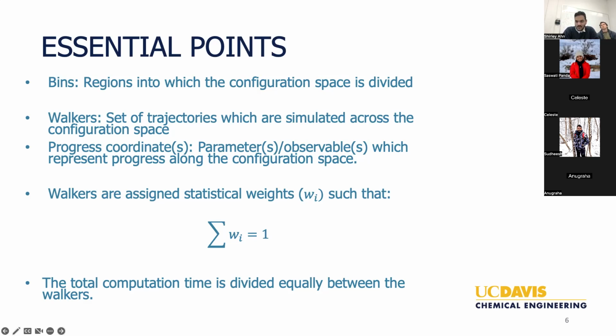And progress coordinates or collective variables are those parameters or observables which represent how the system has progressed across the configuration space. The walkers or the trajectories are assigned statistical or probabilistic weights, such that the total sum of the weights of all the walkers is always 1. Another important point is that the total computation time is divided equally between the walkers.